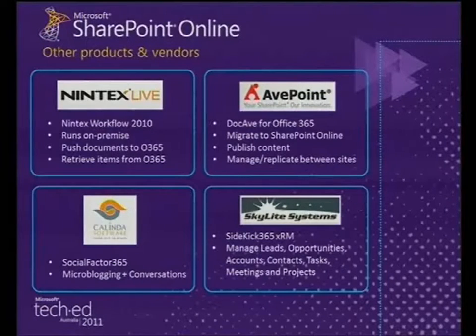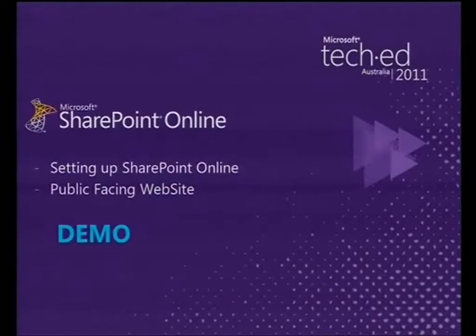Kalinda Software have got a micro-blogging and interaction with other people in your organisation, sort of Facebook for the enterprise kind of stuff. And then there's Skylight Systems as well, who've got an XRM, like a CRM, solution that can run on-premise, and they've got a 365 story for that as well. And of course, there's the Office 365 marketplace, so there's stuff coming all the time. So it's not just Microsoft saying we're all in, there are other companies who are betting on it too.